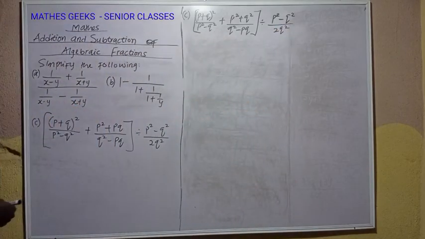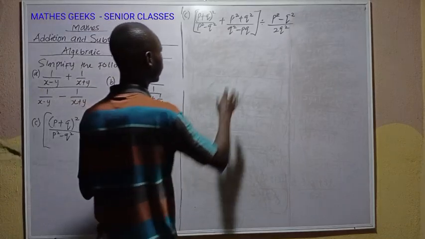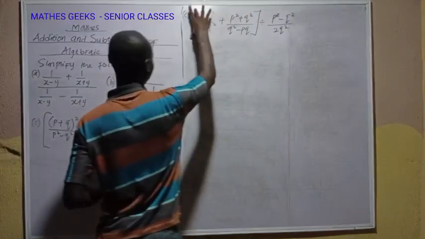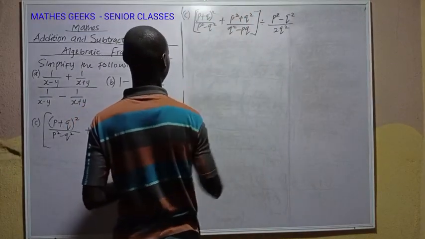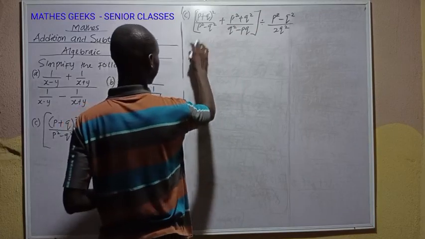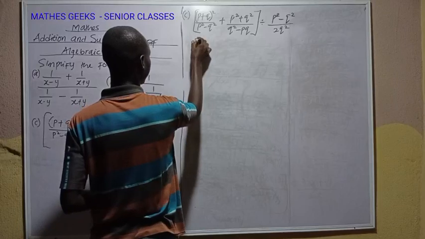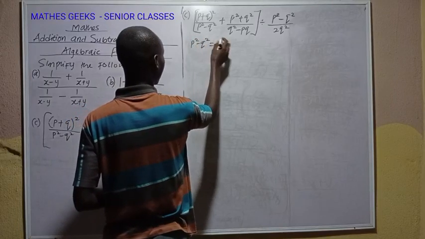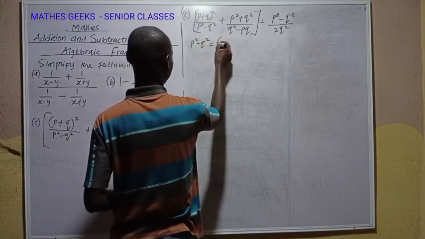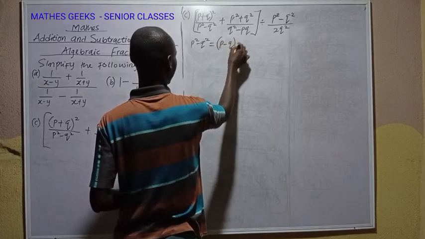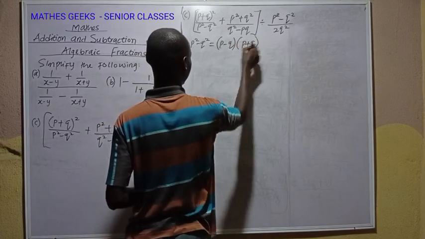Okay, so we're going to work with the bracket first. We're going to simplify what's in the bracket first. In the bracket, we're going to simplify the denominators. So p squared minus q squared is the difference of two squares. We're going to have p minus q and p plus q.